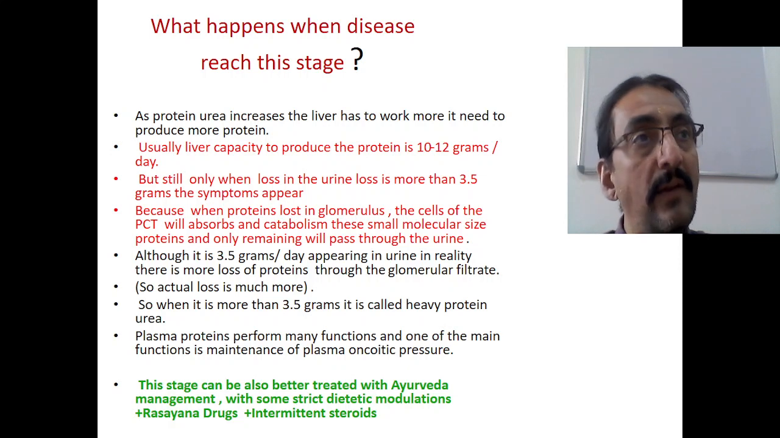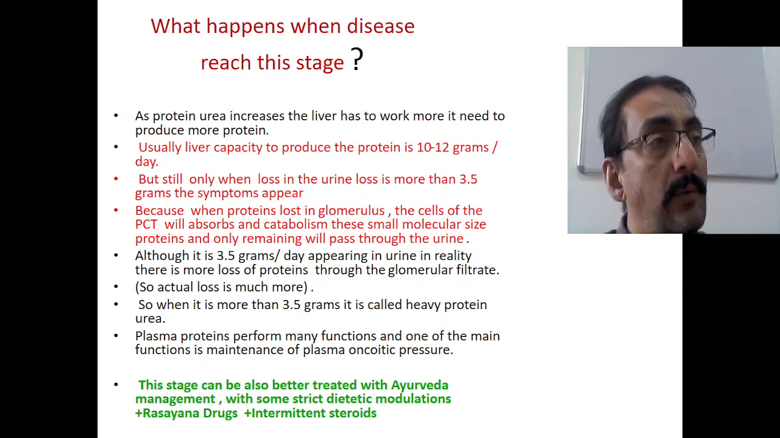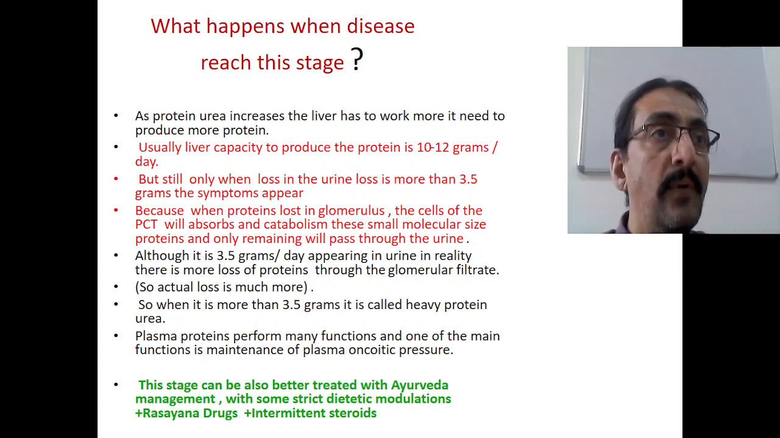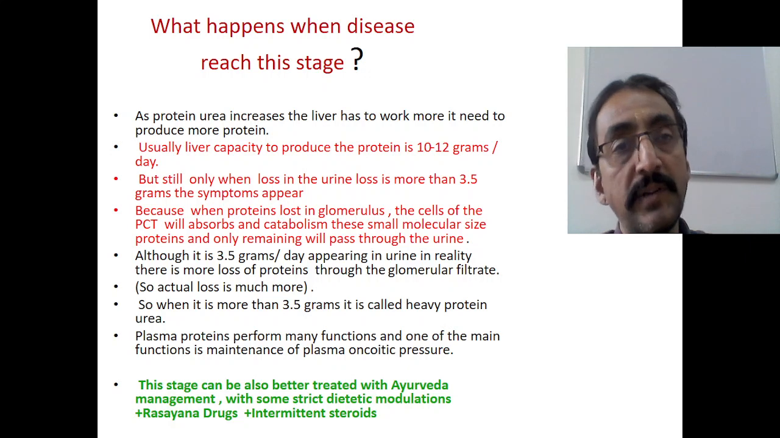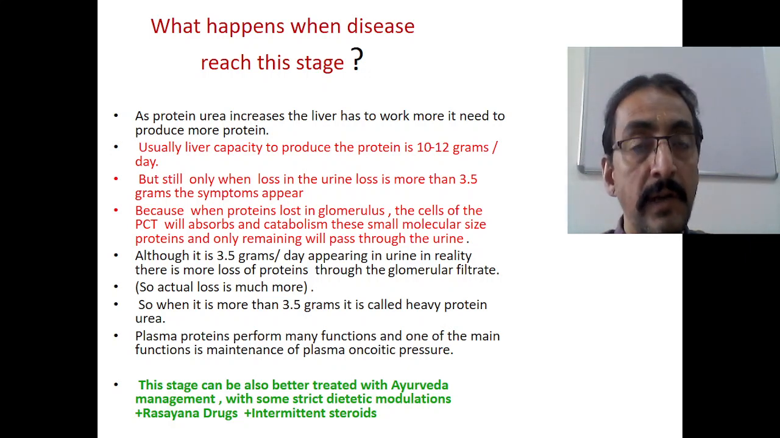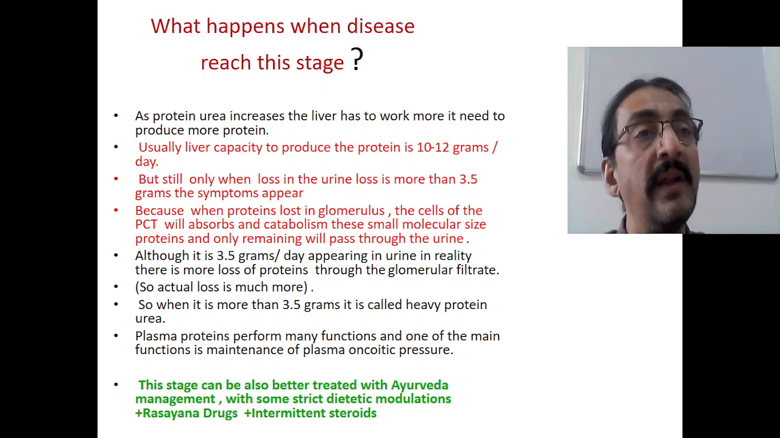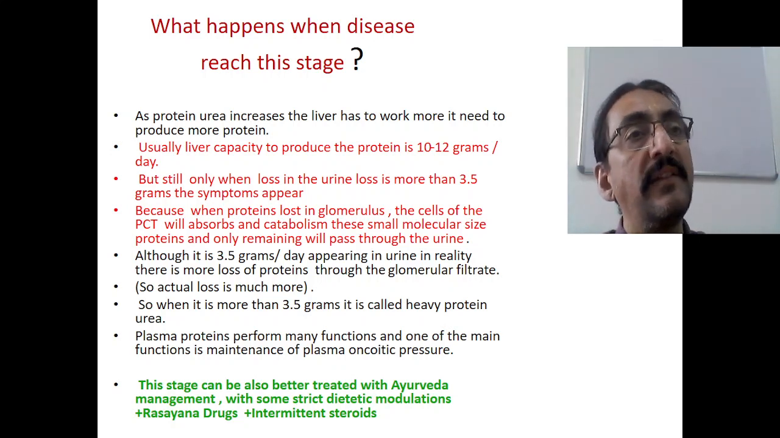The protein has been heavily lost in the urine. So when the protein amount is less, it matters in the bloodstream also, because we know that inside the vessel, two types of pressures are there. One is hydrostatic pressure, and another one is plasma oncotic pressure. Plasma oncotic pressure is maintained by these proteins, especially albumin and globulin. Albumin plays a very important role in maintenance of the plasma oncotic pressure.